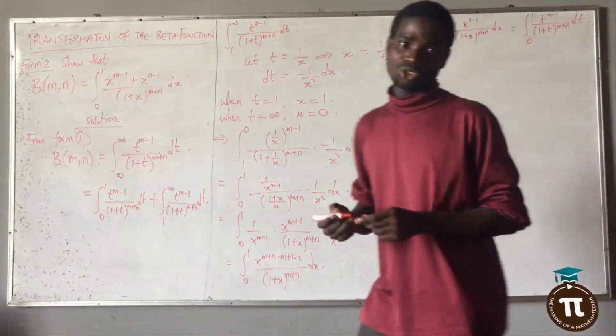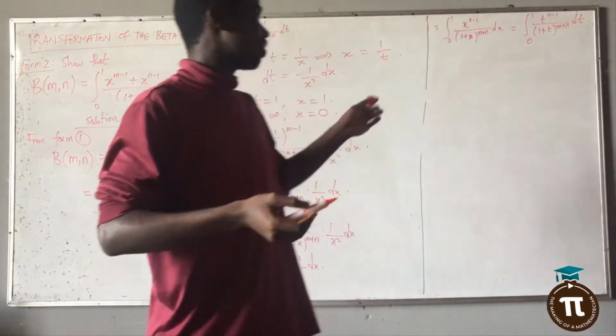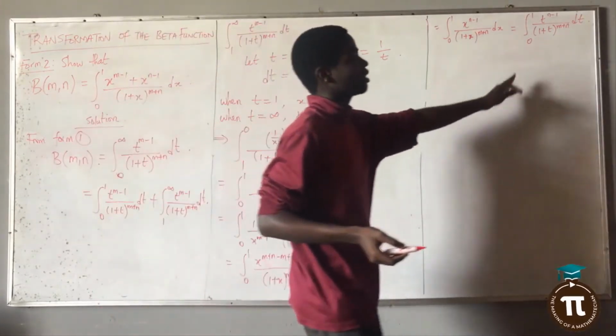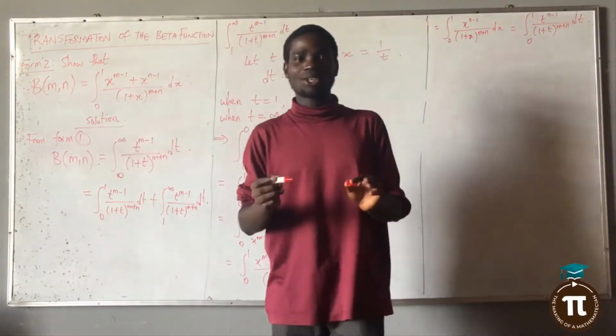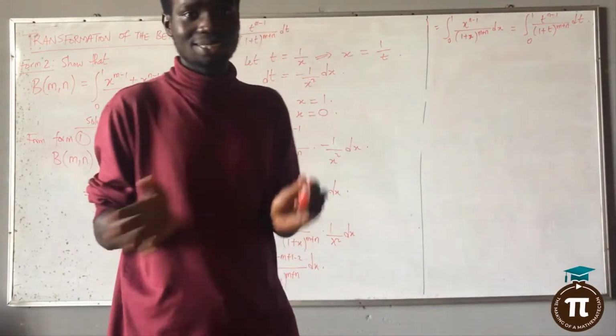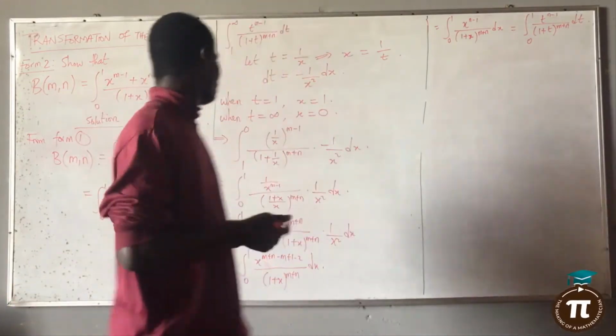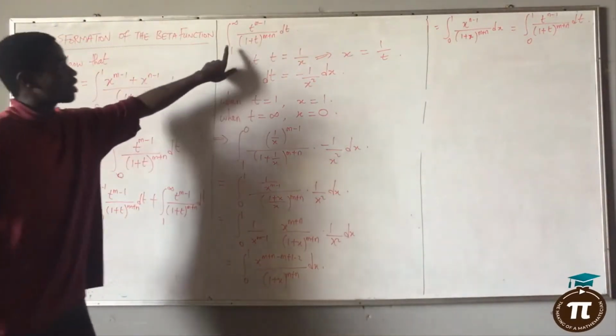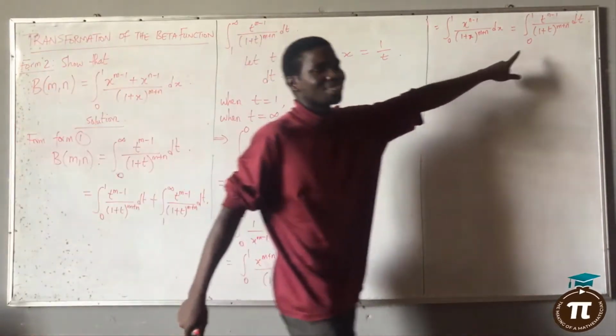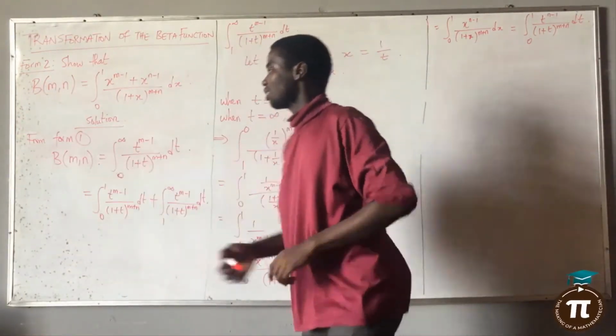Don't forget, I told you x is a dummy variable of the integral. By the time you are done evaluating the integral, the answer you obtain will not contain t or x. So at the end of the day, I've shown you that the integral from 1 to infinity is exactly this. So come back to this.